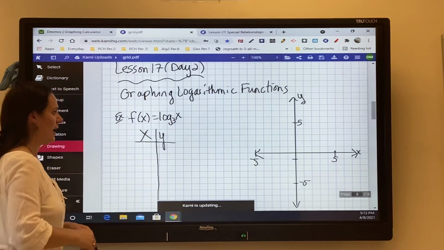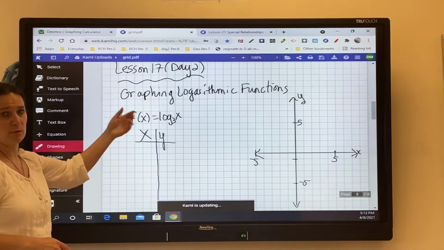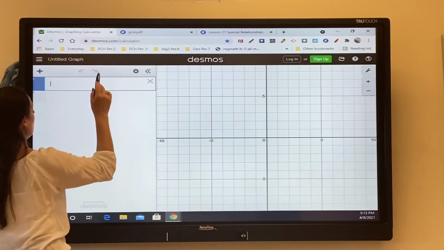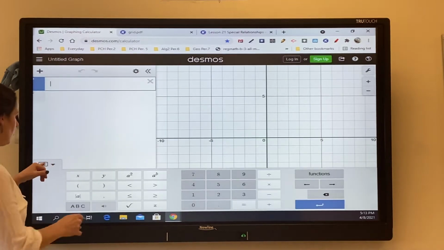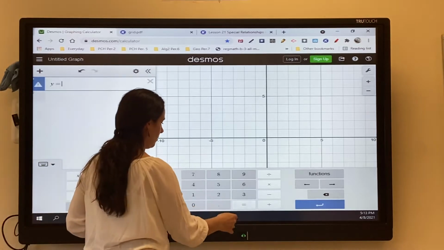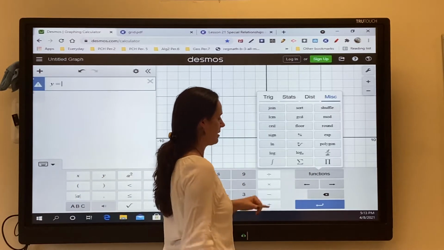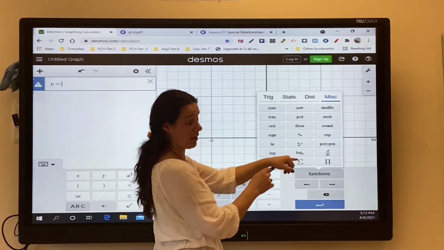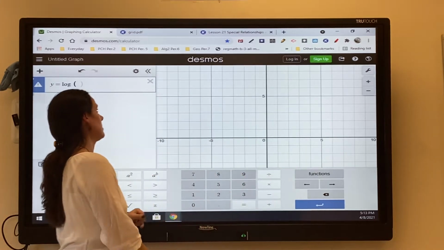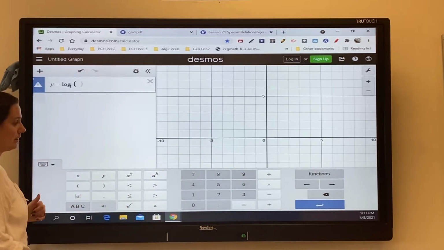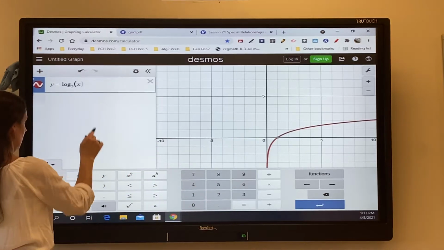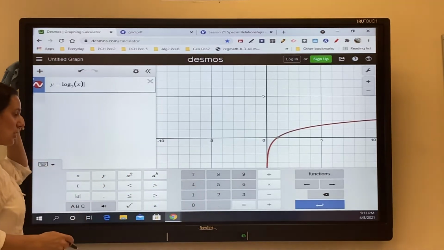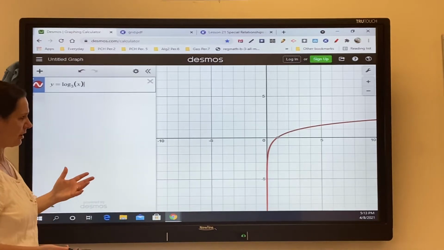Let's see what Desmos gives us when we put this in for a graph. You hit the keyboard down here and type in y equals, then go to functions and choose this one right here, where it says log base a. This allows us to type in any base that we want. We want a base of 3, and then this is going to be our x. Then we close parentheses. Let's take a look at this graph.